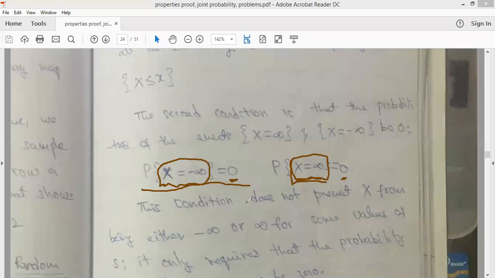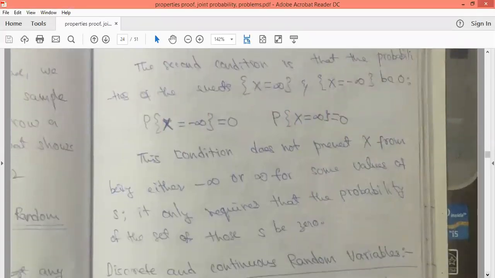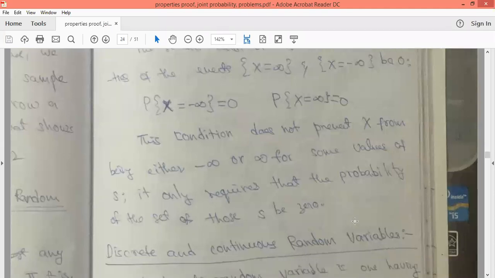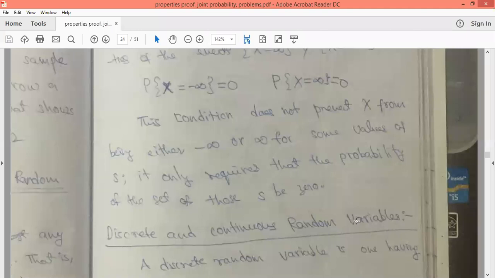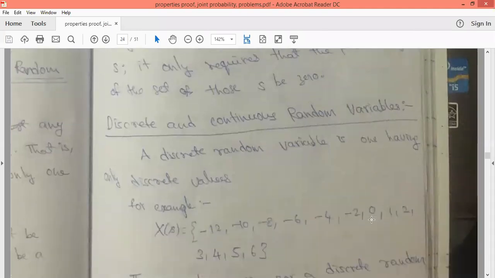This condition says that X need not range from minus infinity to plus infinity. You can have the event with values of minus infinity or plus infinity. The only requirement is that the probability at X = minus infinity and the probability at X = plus infinity will be 0. You can have the event with values either minus infinity or plus infinity. These are the three conditions.